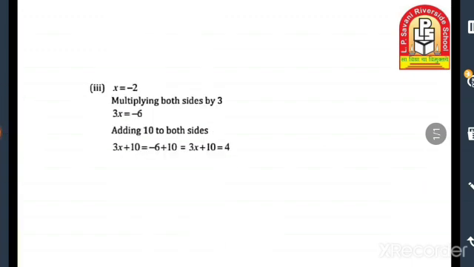The next example, x is equal to minus 2, is in your homework. Okay, so try that in your homework. First of all you have to multiply, and after that you have to add 10 at both sides.